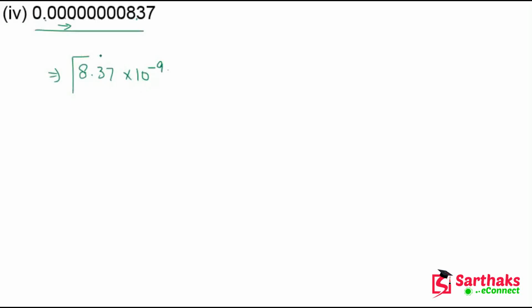Because we are converting a very small number to the standard form, the exponent is negative. Understand? Yes. Now the next one, again this is a very large number. So how can we convert it into the standard form?